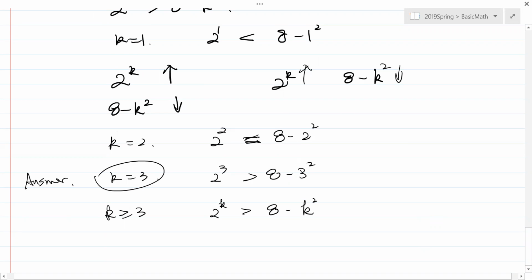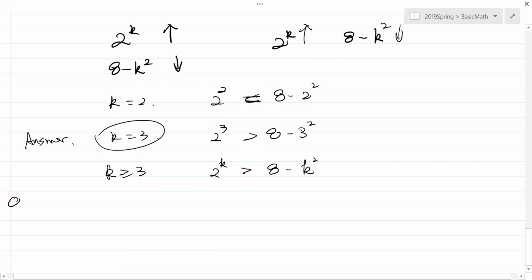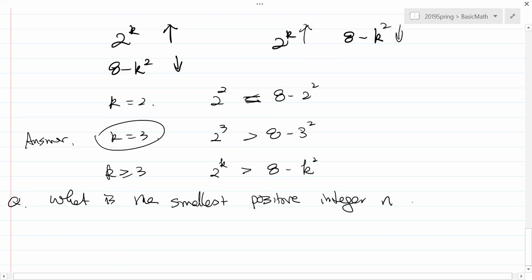Okay, there is another type of problem we need to study. So let's take a look. All right, so the next problem. This is another type of problem. It's similar. What is the smallest positive integer n for which n squared over 3 over 4 is an integer?